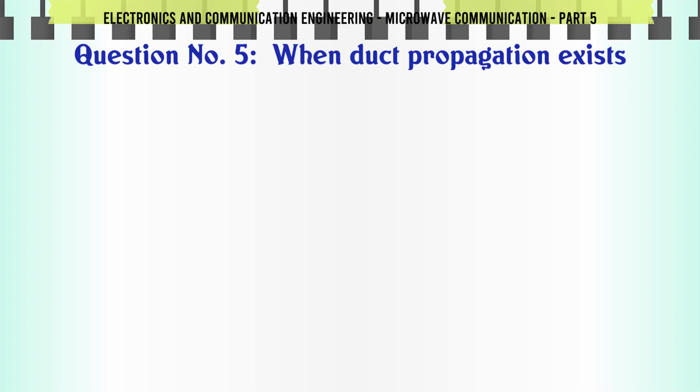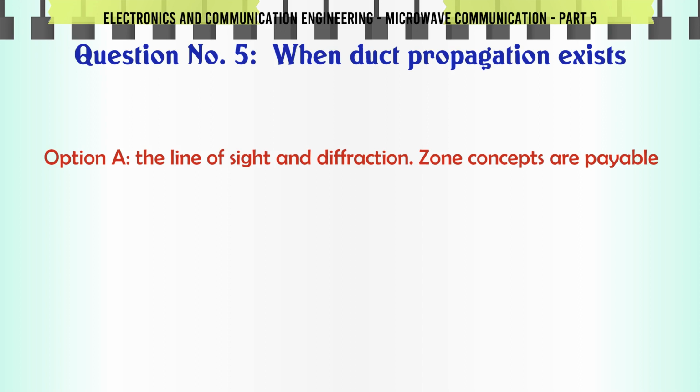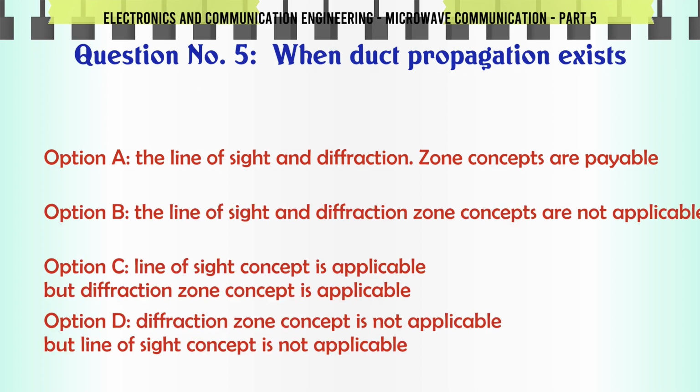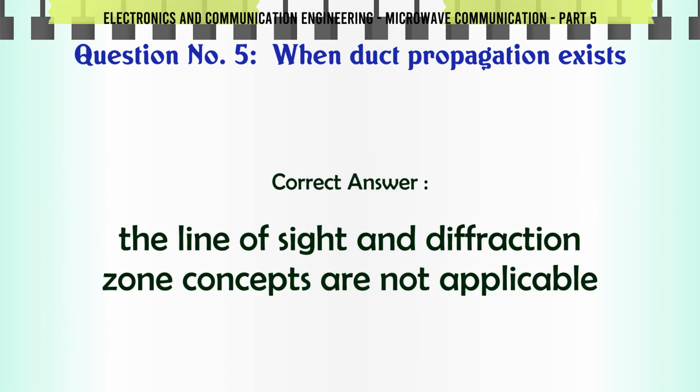When duct propagation exists, A: the line of sight and diffraction zone concepts are applicable. B: The line of sight and diffraction zone concepts are not applicable. C: Line of sight concept is applicable but diffraction zone concept is not applicable. D: Diffraction zone concept is applicable but line of sight concept is not applicable. The correct answer is the line of sight and diffraction zone concepts are not applicable.